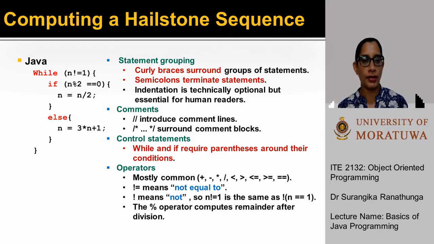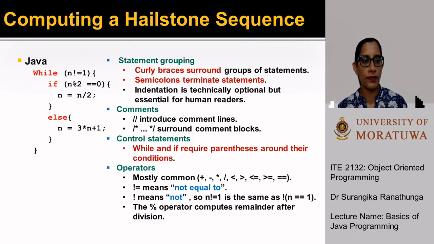So other than this while, if and else lines, other statements should be ended with the semicolon. So for example, n equals n divided by 2 ends with the semicolon. It is a must in Java.